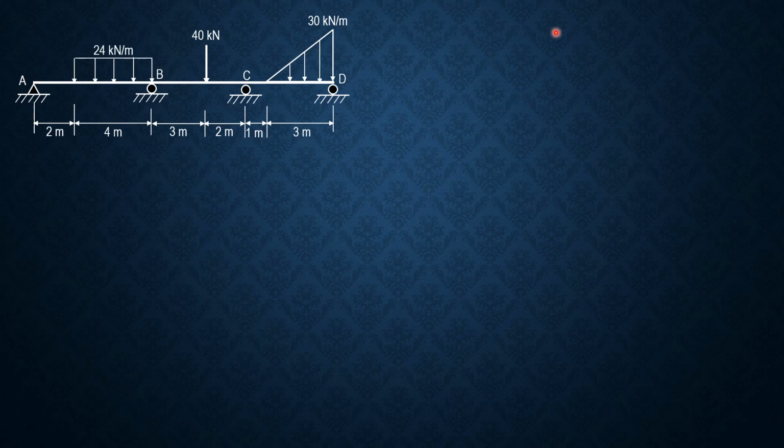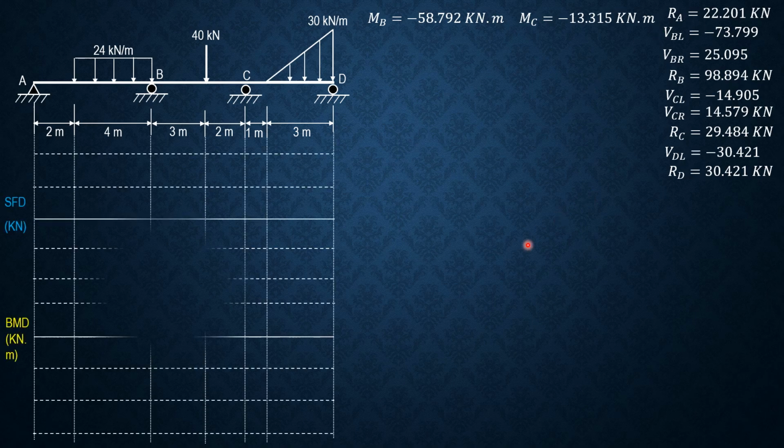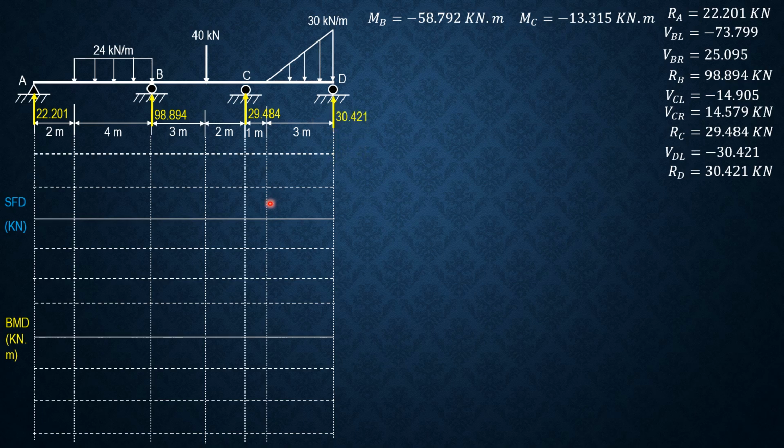So let us continue. This is the figure and these were the results in the first slide. So we then apply the reactions and prepare the shear and moment diagram. RA is 22.201, RB 98.894, RC 29.484, and RD 30.421 kilonewtons. So we begin with shear 22.201. That's 22.201 constant from here up to here.